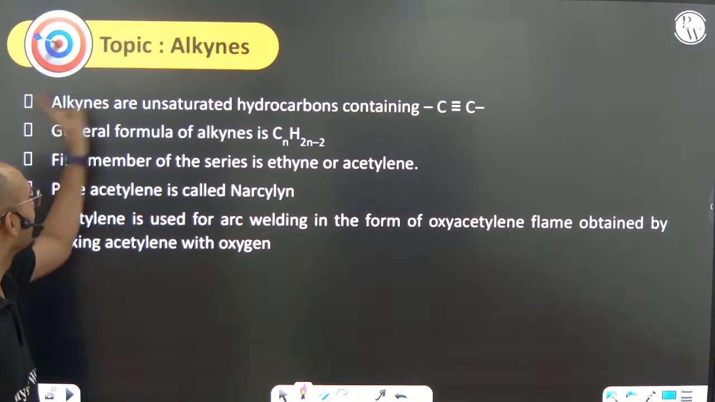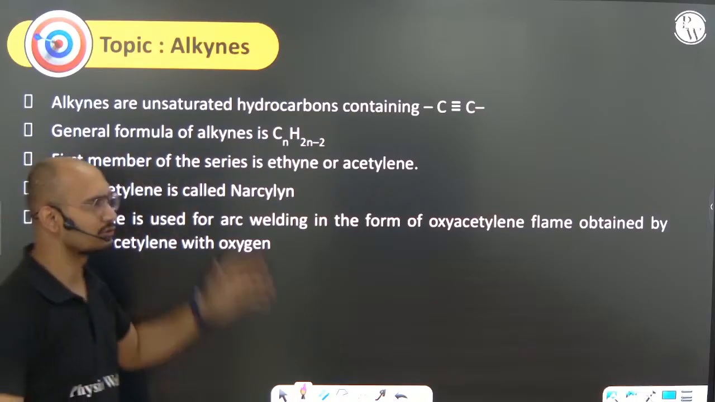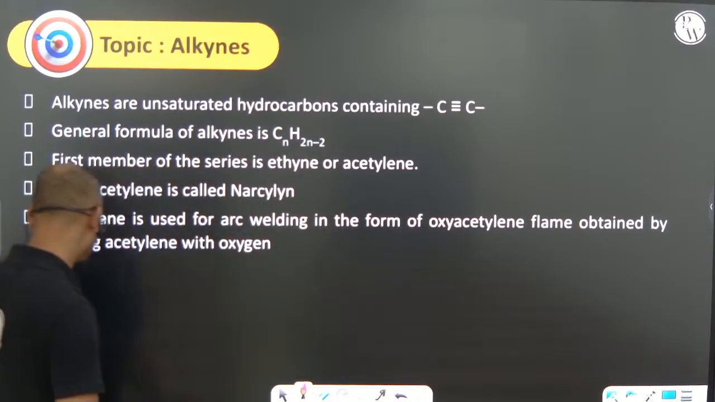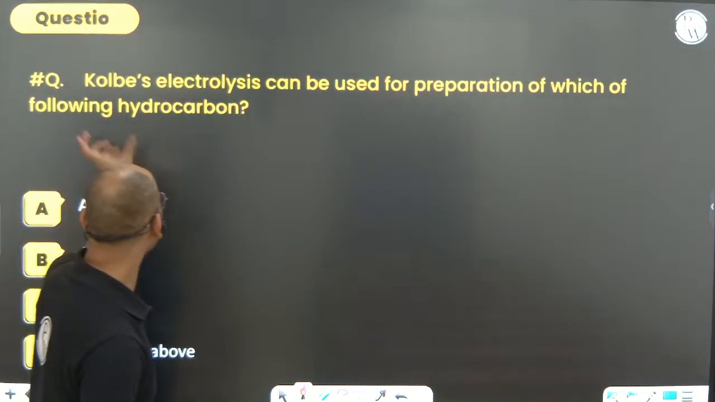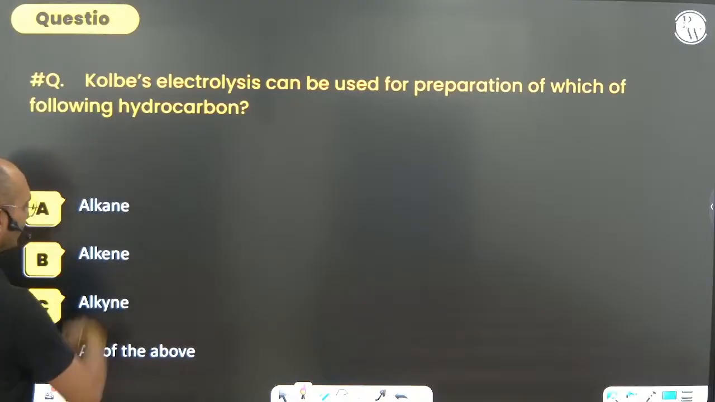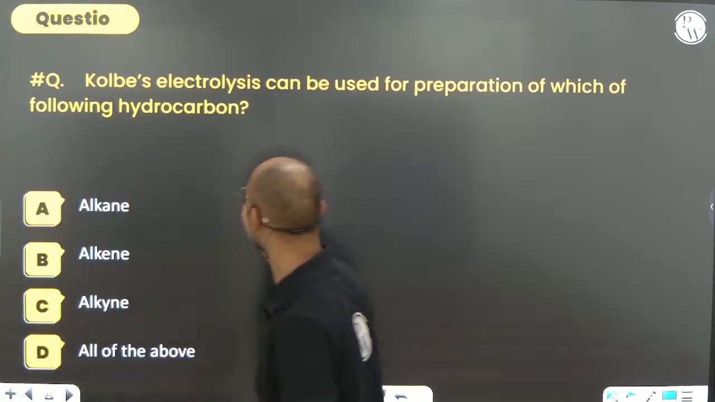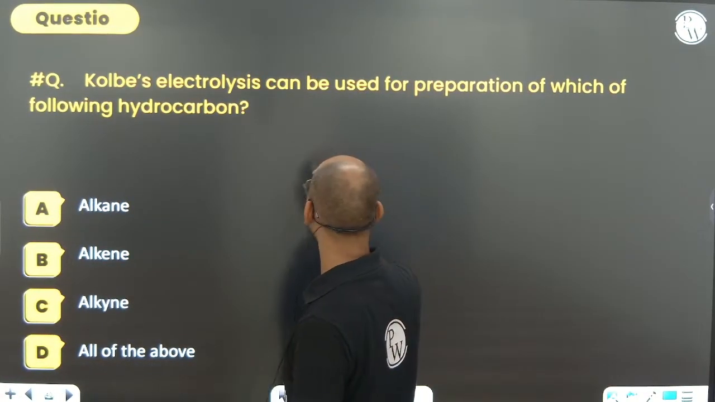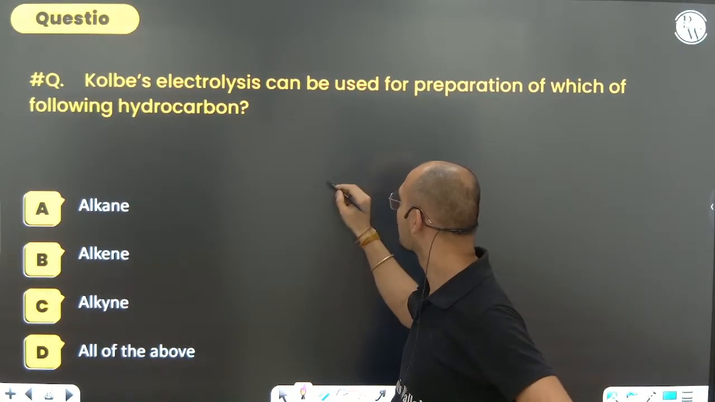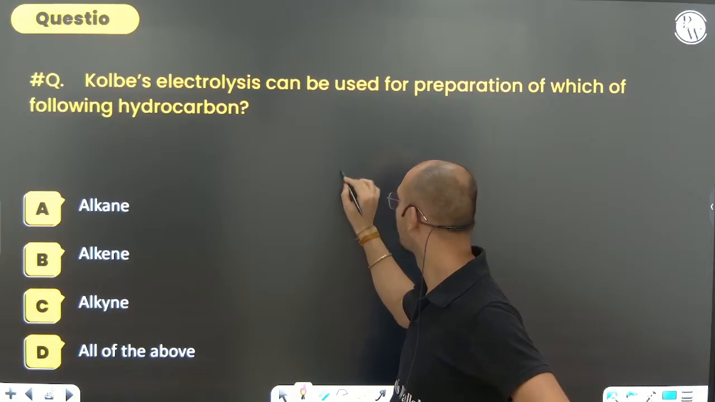Next, about alkynes, they are unsaturated, this triple bond is there, CnH2n-2 is this. Everything I hope you all understand. Next, Kolbe electrolysis can be used for preparation of which of the following hydrocarbons? Alkanes, yes, of course we can use it. Kolbe electrolysis is being discussed, and you should always remember a few things about it.